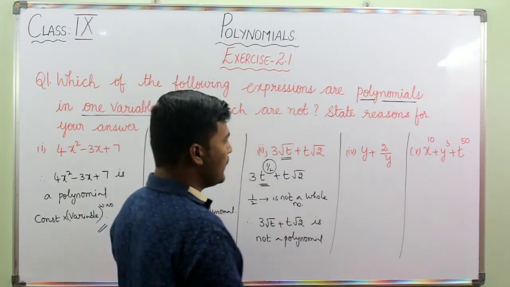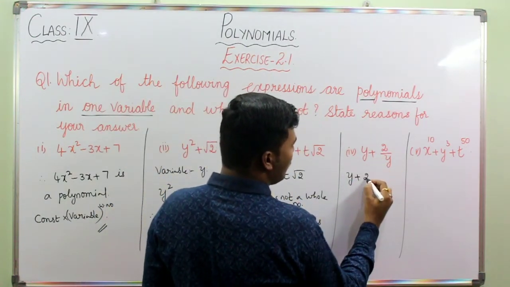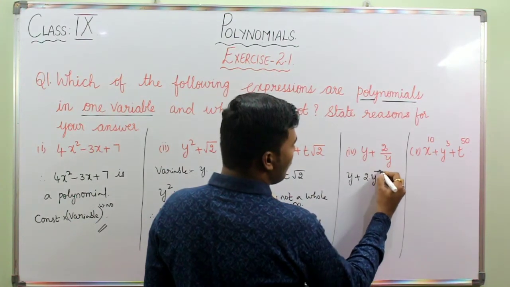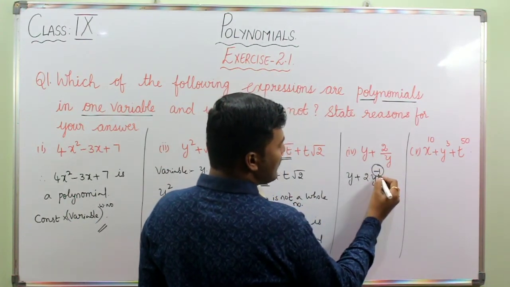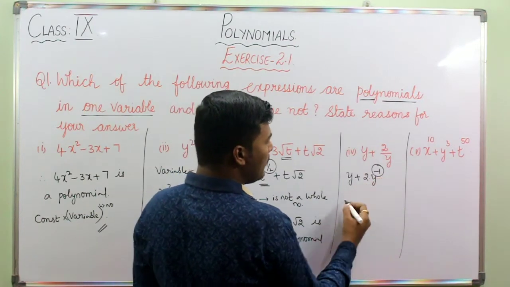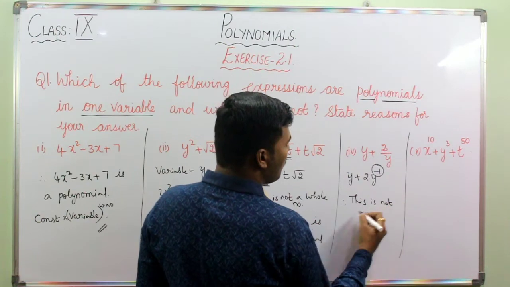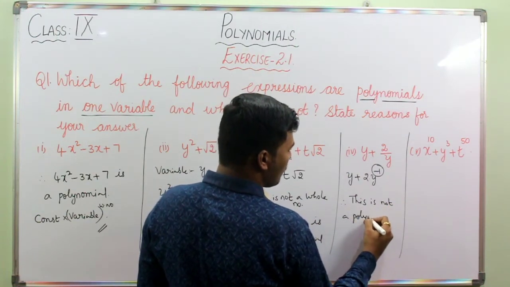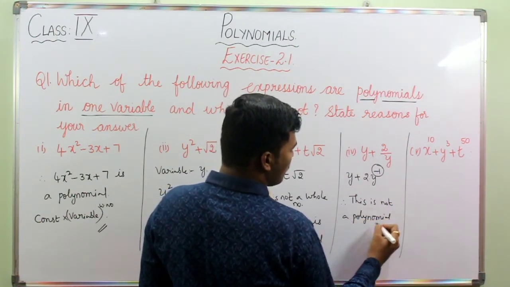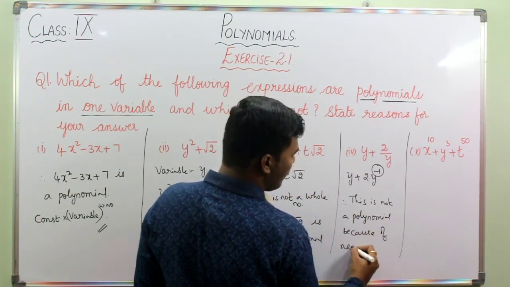In the next one we can write it as y plus 2 by y. You can write 2 by y as y to the power of minus 1. Again, it has a negative power, so this is not a polynomial because of the negative power.